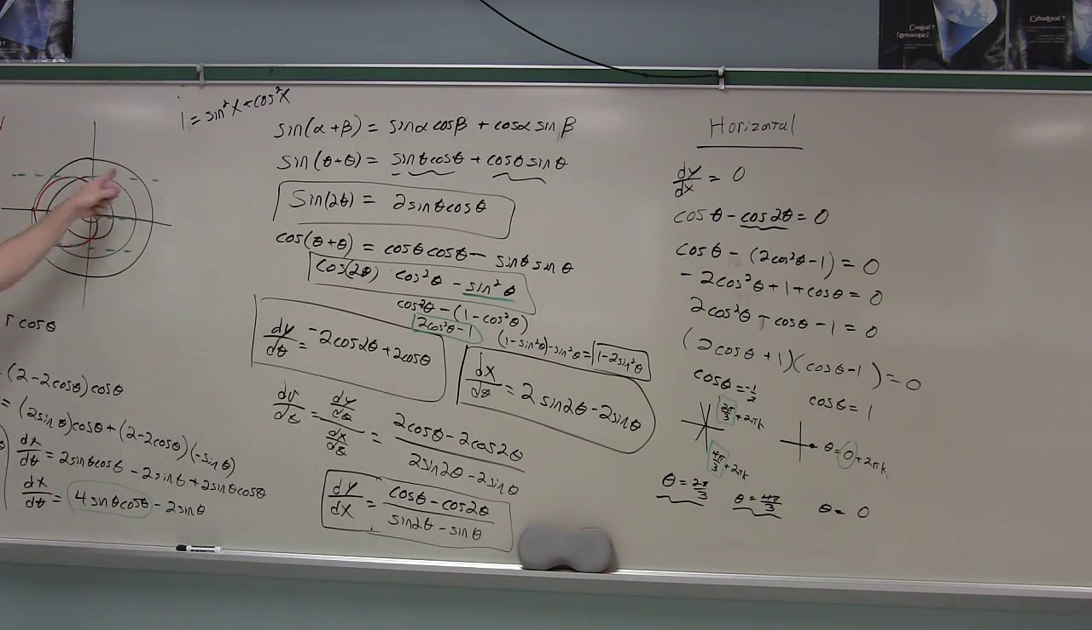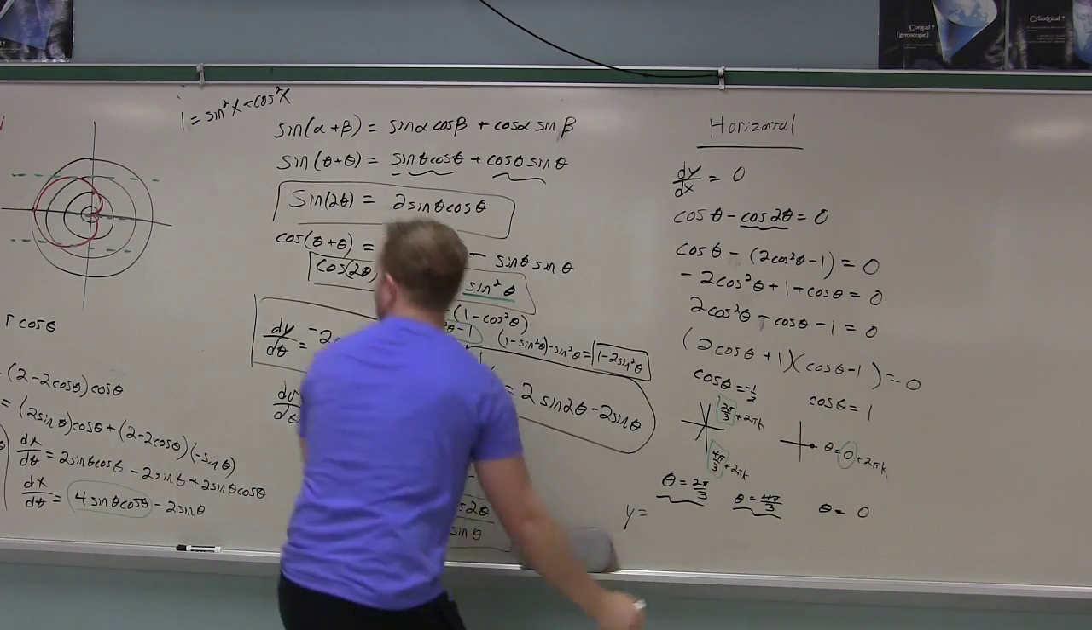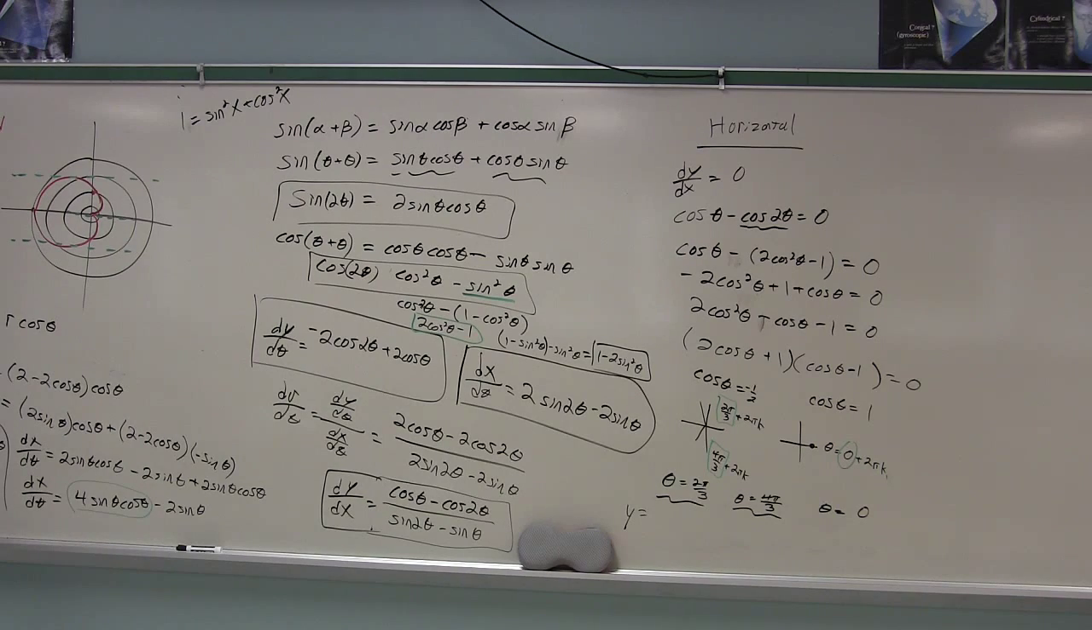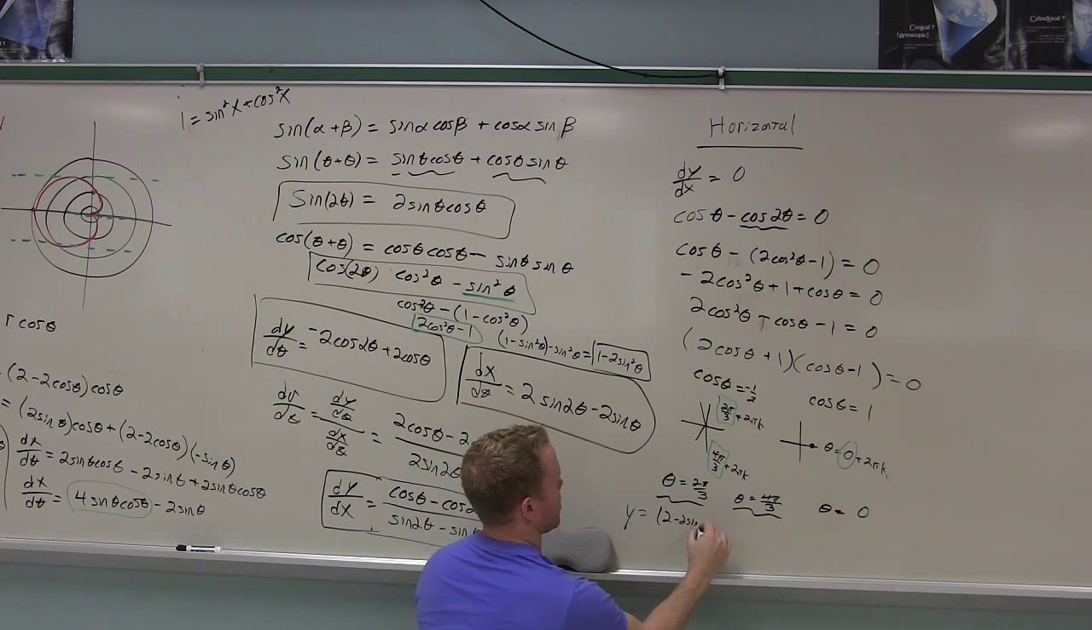So if we're just looking for the equation of horizontal lines, we only care about the y coordinate. I don't need to find the x coordinate. That's going to tell me where it's actually tangent to the curve. But I just need the y equation. This is just like y equals 3 or something like that. So let's just find y. Since y is r sine theta, aka 2 minus 2 cosine theta times sine theta, y is just 2 minus 2 sine 2 pi over 3 times sine of 2 pi over 3.